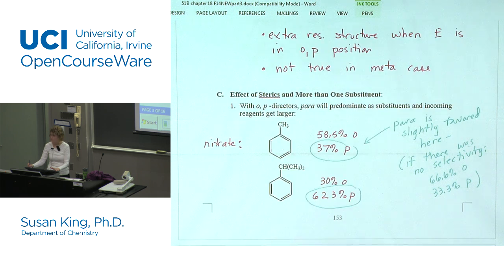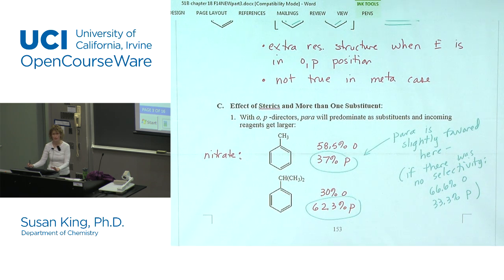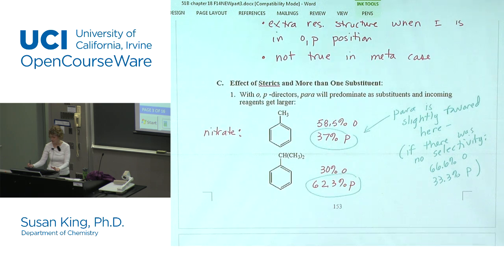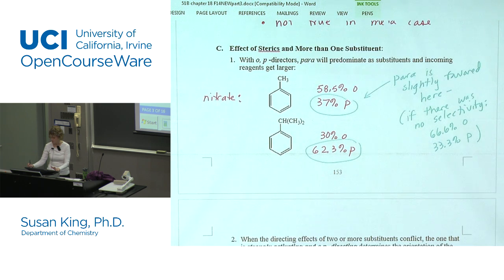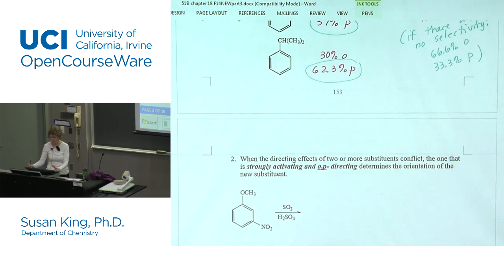Questions on those two? We want to keep that in mind when we're doing substitution on a benzene ring, because when we have ortho-para directors, we usually get ortho and para, and there's really nothing we can do about it, but the more bulky that group is, the more para.